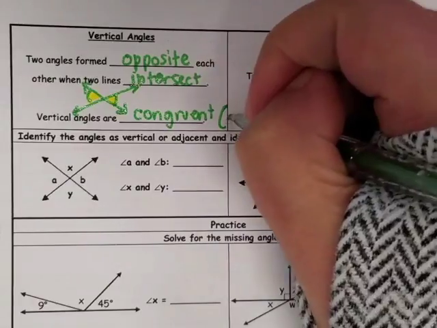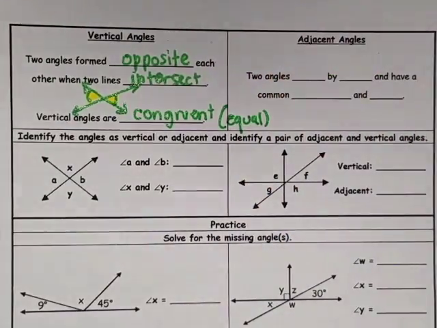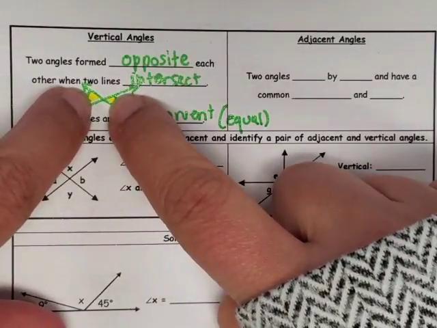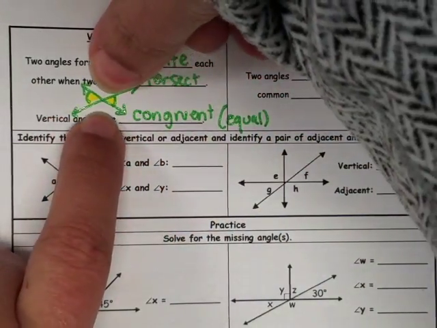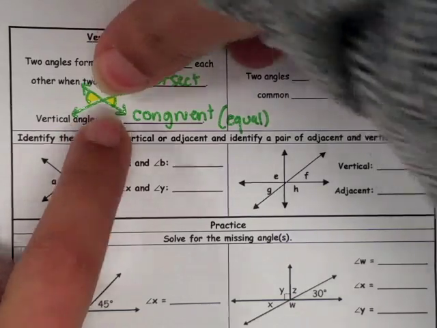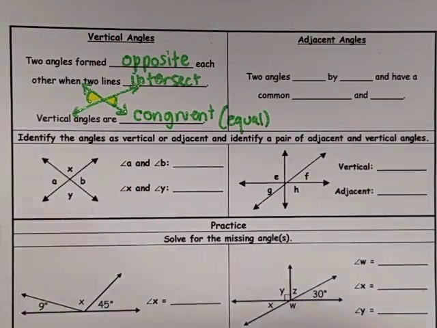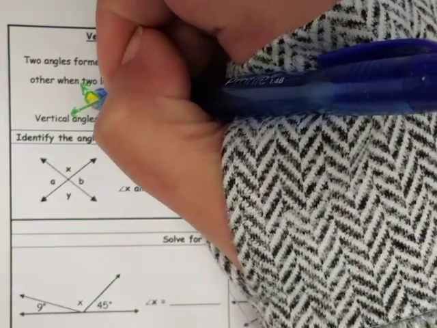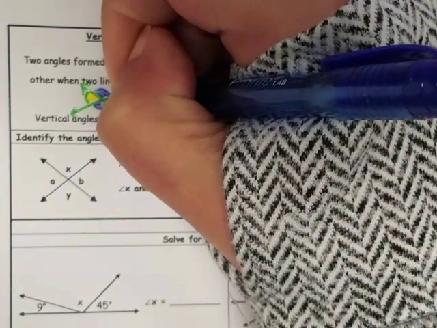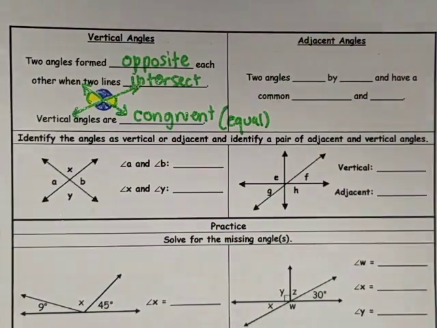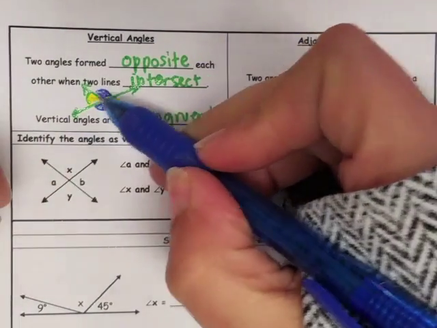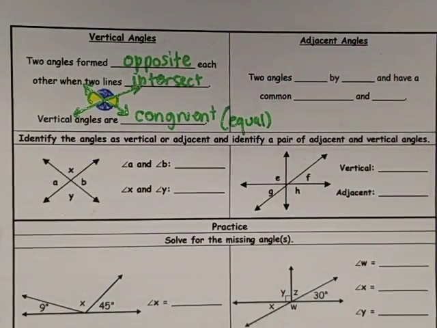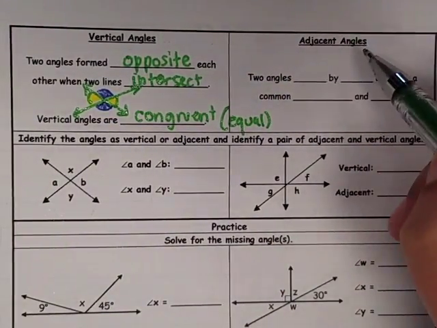So congruent means equal. Well, if these two are vertical, then that means that these two right here are also vertical, and therefore those two are also congruent. So I'll color those in blue. Those two angle measures, the two blue ones, are also congruent to each other. The yellow are congruent to each other, the blue are congruent to each other, but the blue and yellow are not the same.